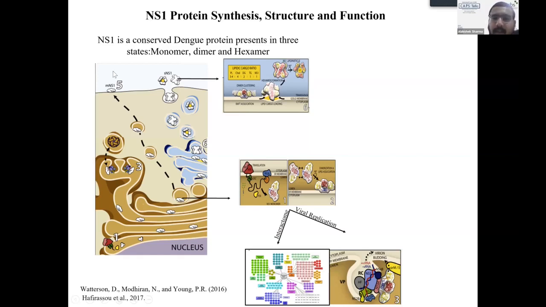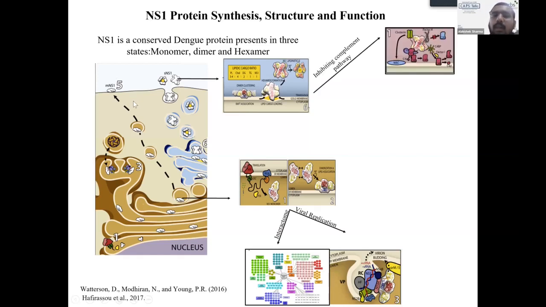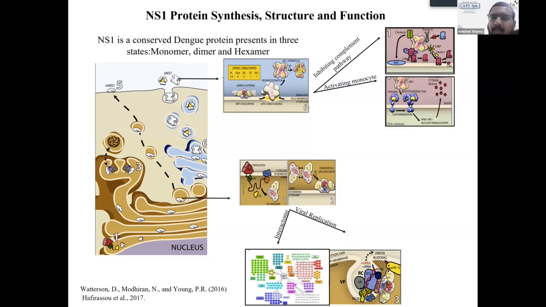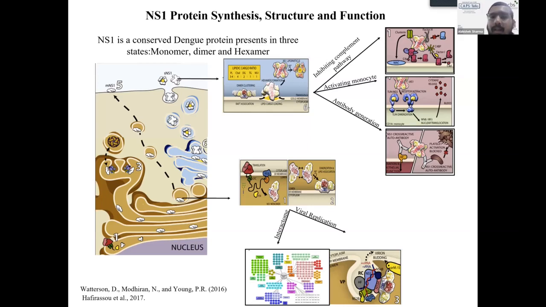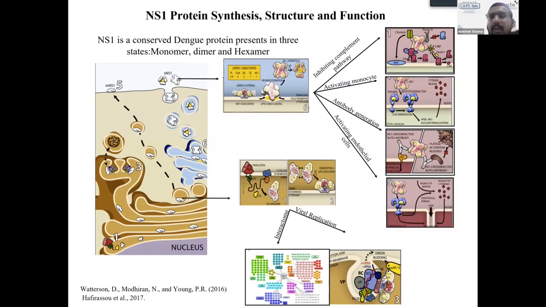Whereas outside the cell, this hexameric state acts as an important viral antigen, and it inhibits the complement pathway. It activates monocytes, which then results in a cytokine storm. There is an array of antibodies targeted against this NS1 protein. Out of those, some antibodies are autoantibodies also, and can result in plasma leakage. Also, it activates the endothelial cell, again contributing to the cytokine storm. Hence, overall, this NS1 protein is very critical for viral pathogenesis as well as viral fitness.